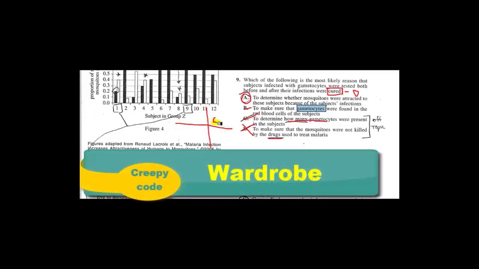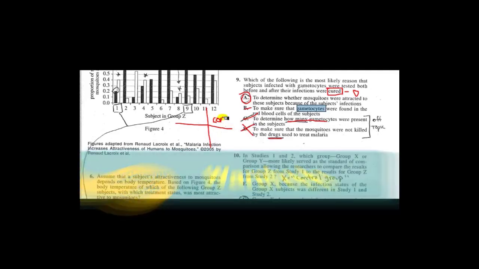Answer choice D says to make sure that the mosquitoes were not killed by the drugs used to treat malaria. That is totally off subject. Right away can be crossed out. The better answer choice is answer choice A because of the way science is set up. Remember, all science experiments, you will have a control group, and that will basically just give you normal environments, and you have an experimental group which is testing the new drug or the new hypothesis. Experimental group versus control group. 9 is A.